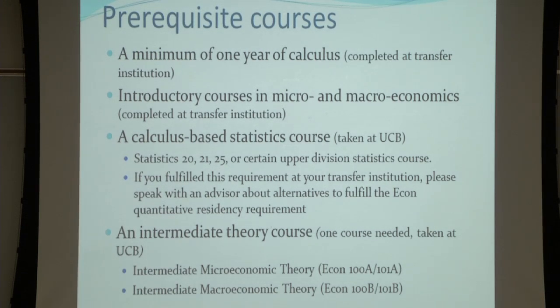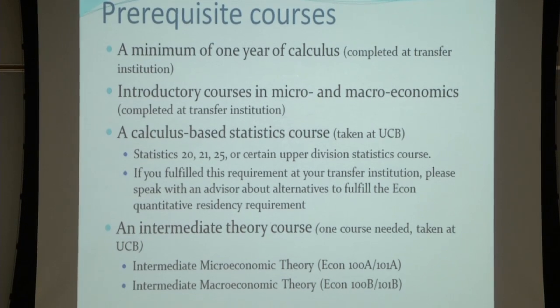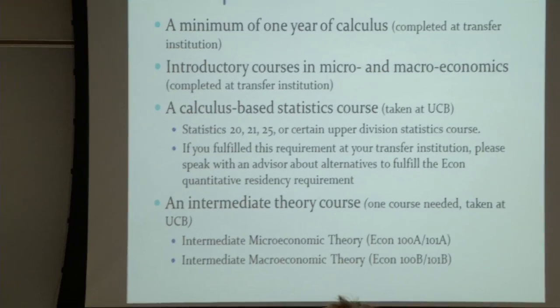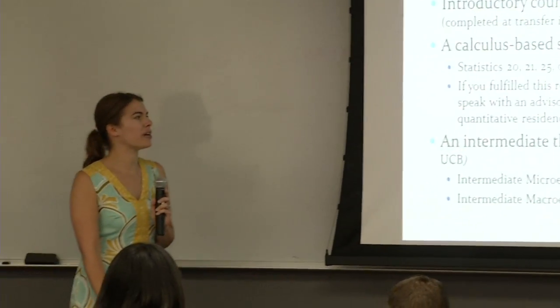Okay. Well, if you think you might be transferring in Stat 20 or 21, just be aware that we have a quantitative residency requirement. Basically what that means is you have to take a statistics or a math class on campus. So if you're transferring in the 1 year of calculus and a statistics course, you will need to take an alternative math or stat course, and we'll talk to you about what is and is not appropriate. Just let us know if you think you fall into that category.